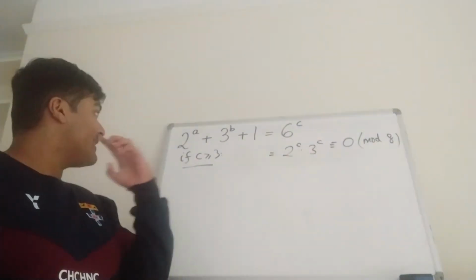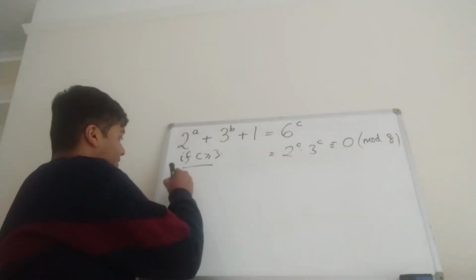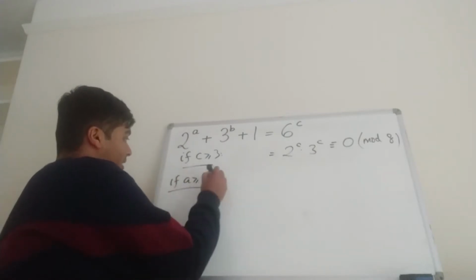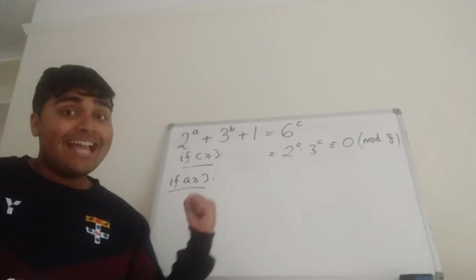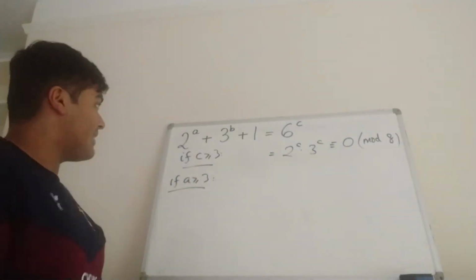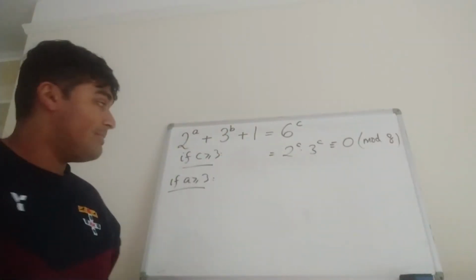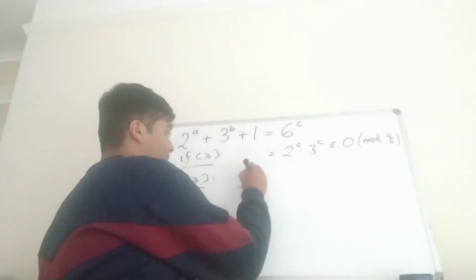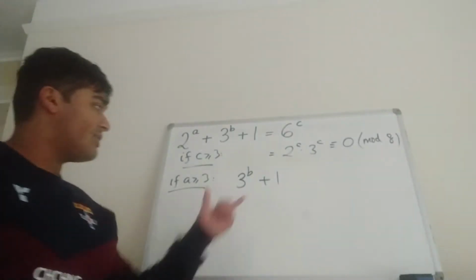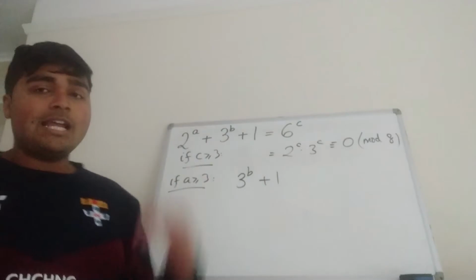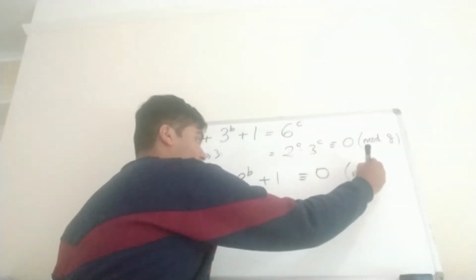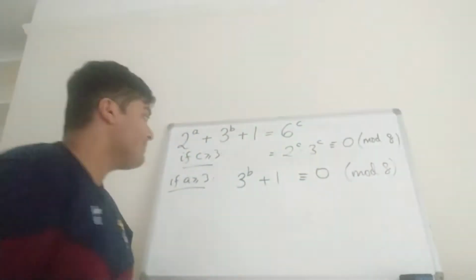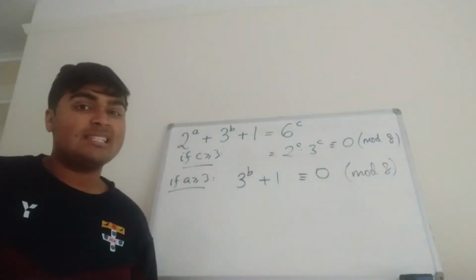Well, if a is at least 3, then we know that 2^a is going to be a multiple of 8, and thus be 0 mod 8. And then 3^b + 1 is all we're left with on the left hand side. So the left hand side is just congruent to 3^b + 1, and the right hand side we know is congruent to 0 mod 8. Okay, so we have 3^b + 1 is congruent to 0 mod 8.